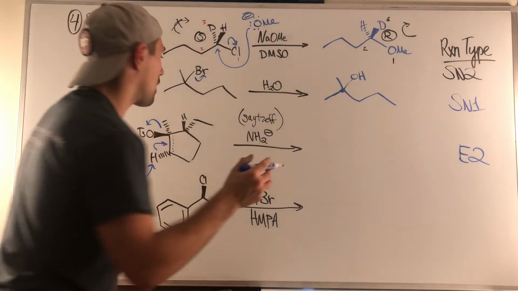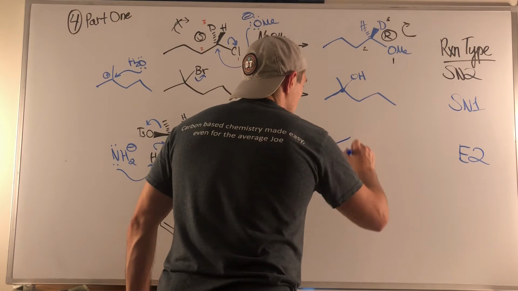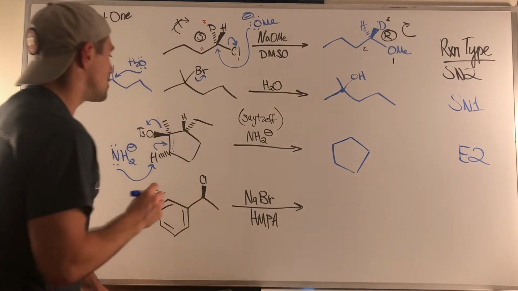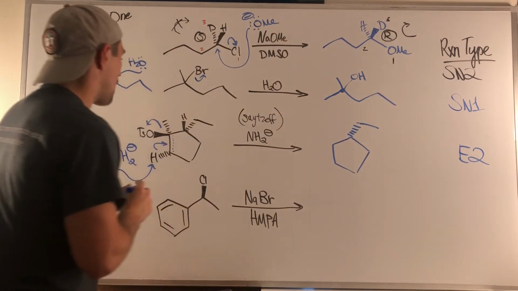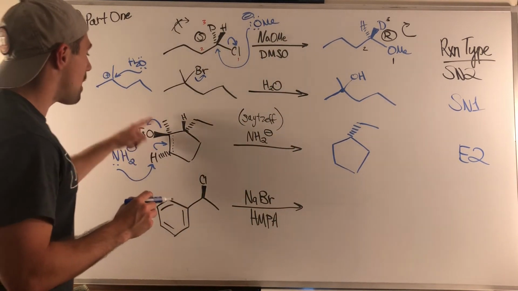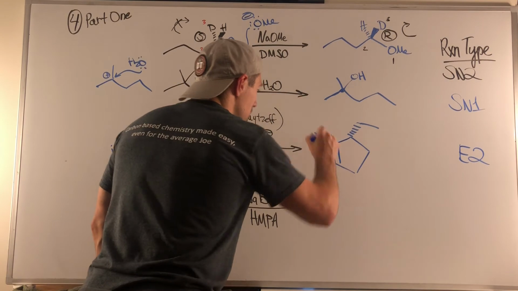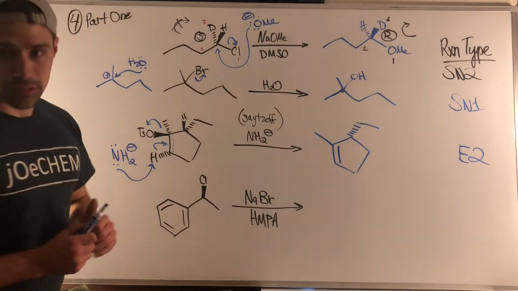So when you draw your product, make sure, if anything is now sp2, those better be flat lines you have drawn off of them. So we have this right here, that ethyl group didn't get touched at all. This methyl group, we have a double bond here now, so this methyl group needs to be a straight line. And that is your elimination product.